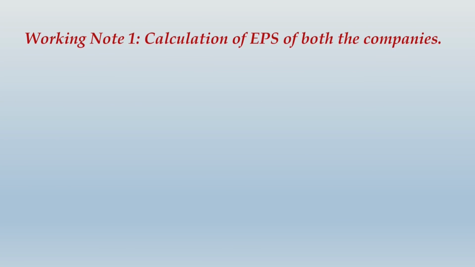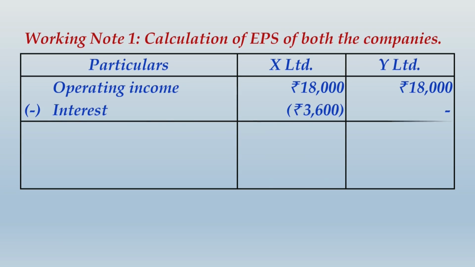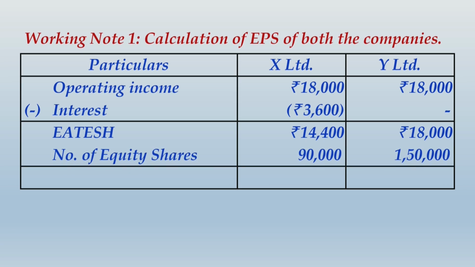As I told you, the first thing you will do is calculate the EPS of both the companies. So in this example we have X Limited and Y Limited. X Limited is the levered company, Y Limited is an unlevered company. So you will subtract interest from X Limited's operating income, and what you get is earnings available to equity shareholders. The number of equity shares is more in the case of Y Limited because, as I told you, it is an unlevered company, it will require a larger equity base, and the EPS of X Limited is 0.16 and that of Y Limited is 0.12. So please write up this working first of all and then I take you ahead.